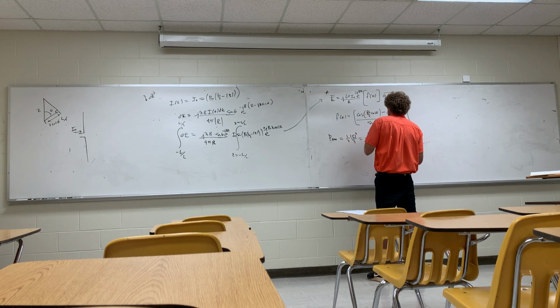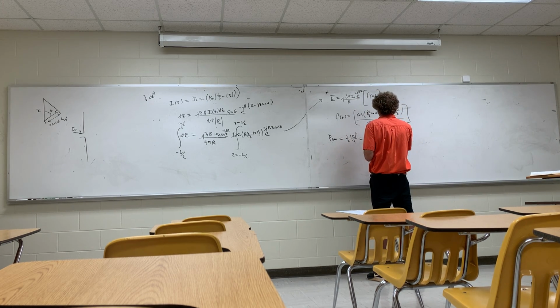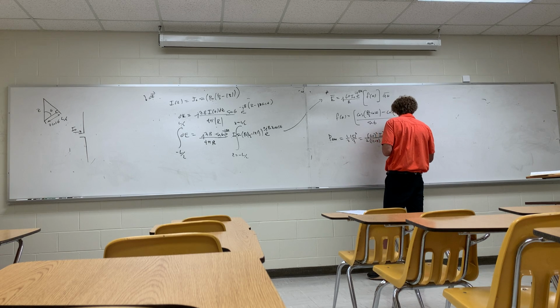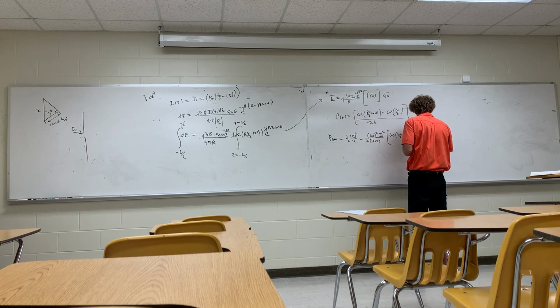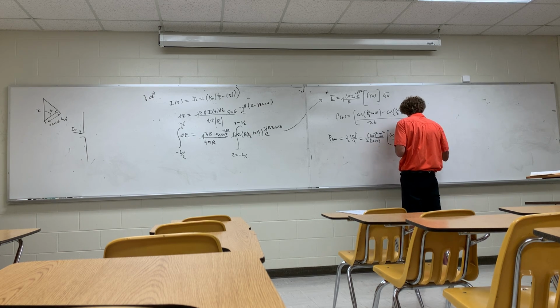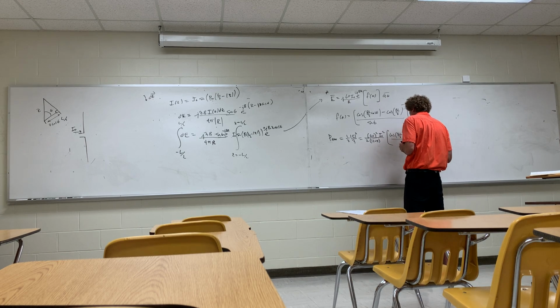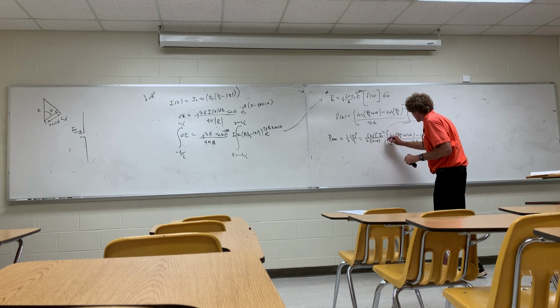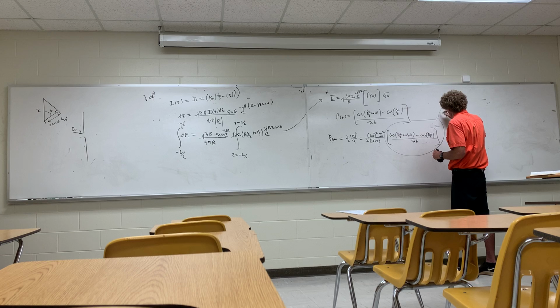I forget about that, and then after that, I have to square this angle. So now I'm going to have the cosine of beta L over 2 cosine of theta minus cosine of beta L over 2 over the sine theta. I'm going to take this whole thing and square it.